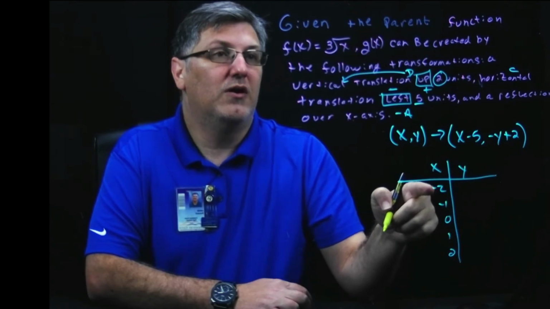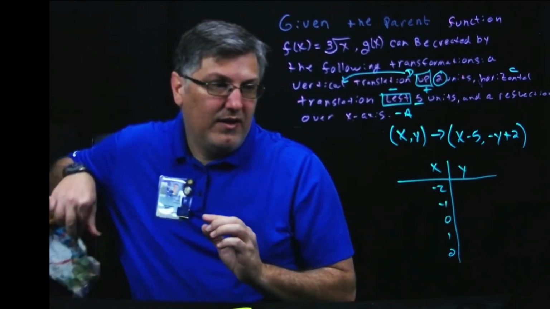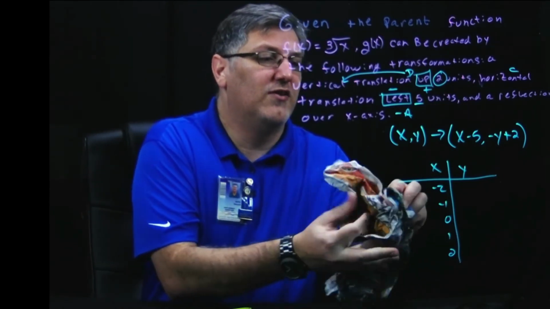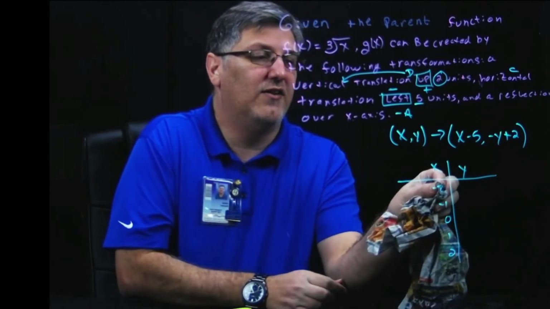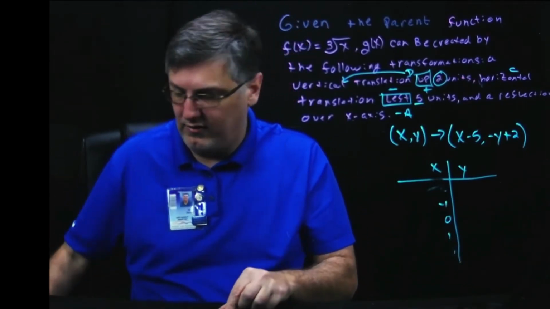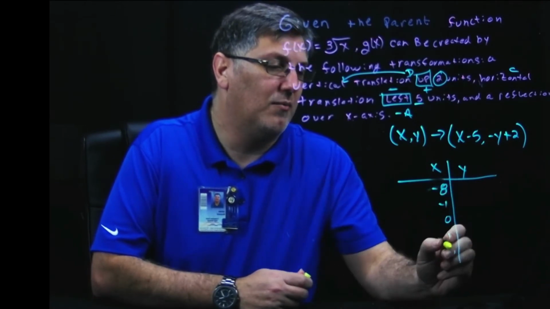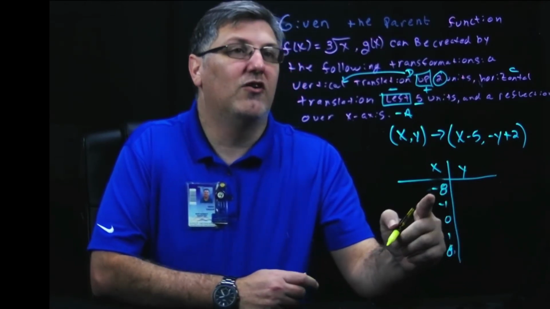So, you know what? Let's pick better numbers. Instead of negative 2, let's do negative 8. This way we don't have to mess with decimals. Instead of 2, let's do 8. Let's think about my ultimate output. Let's make my life easier. All right, so now I'm going to use negative 8.